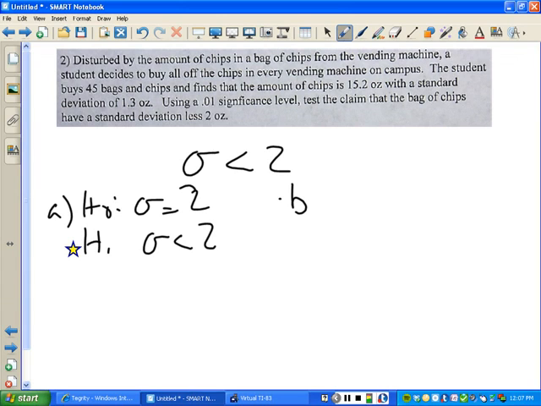Part B, left tail, right tail, two tail test. Left tail. See, you can't point when I'm looking at you. It's a left tail test. Yes, now's a good time to pray. The significance level is .01.